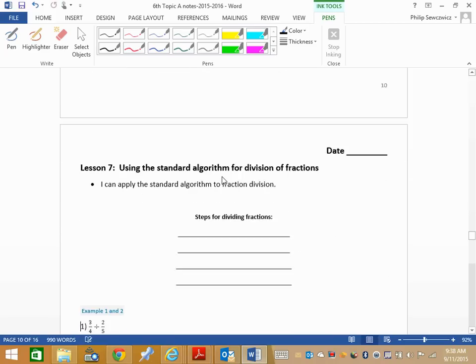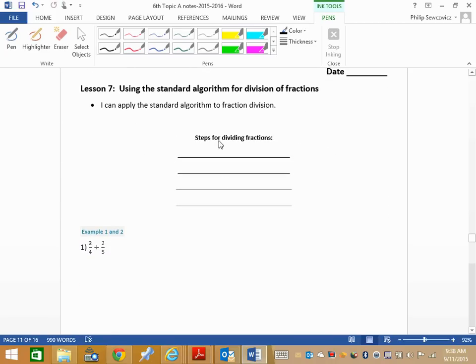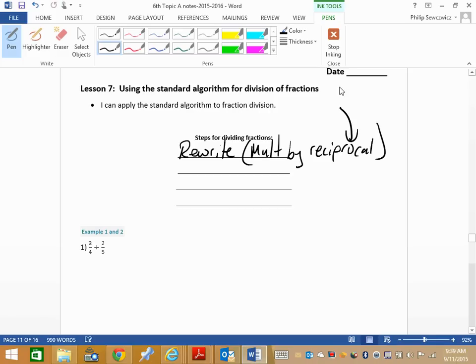All right, let's skip those guys. Let's get ourselves right to lesson 7. All right, and let's formalize this. So steps for dividing fractions. The first thing that we have to do is rewrite the problem. When we rewrite, you need to multiply by the reciprocal. Remember what reciprocal means: we are going to flip that fraction. Then we're going to look for a cross division. Then we'll multiply across. And as always, we have to check to see if we can do any simplifying.